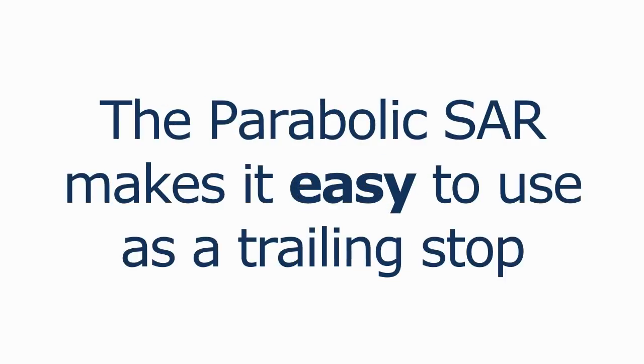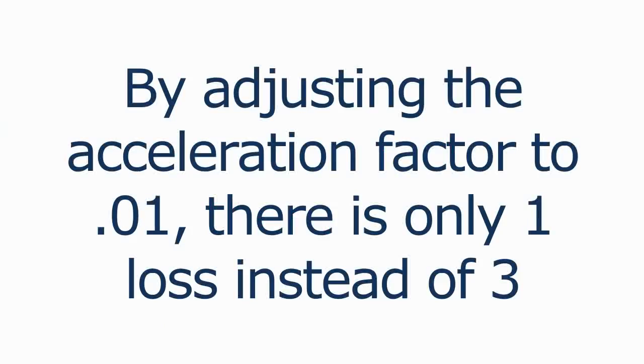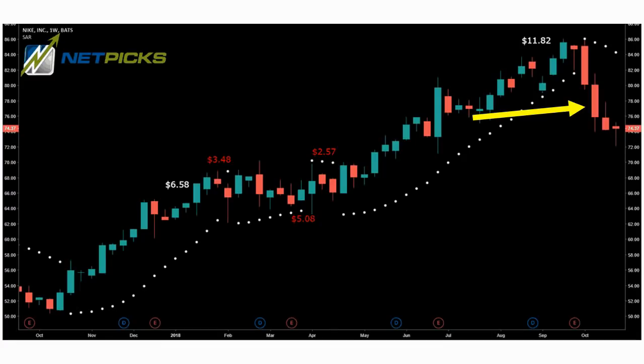And the Parabolic SAR makes it really easy to use as a trailing stop regardless of the strategy that you're using. In this example here, the entry was on the close of the candlestick, and the stop would be adjusted daily after each dot was printed. If you look back at the settings graphic, by adjusting the acceleration factor to 0.01, there's only one loss instead of the 3, but the last long run-up had more profits given back before being stopped out. So as mentioned, there's always a trade-off when you make adjustments to any technical indicator, so make sure you tread wisely when doing so.